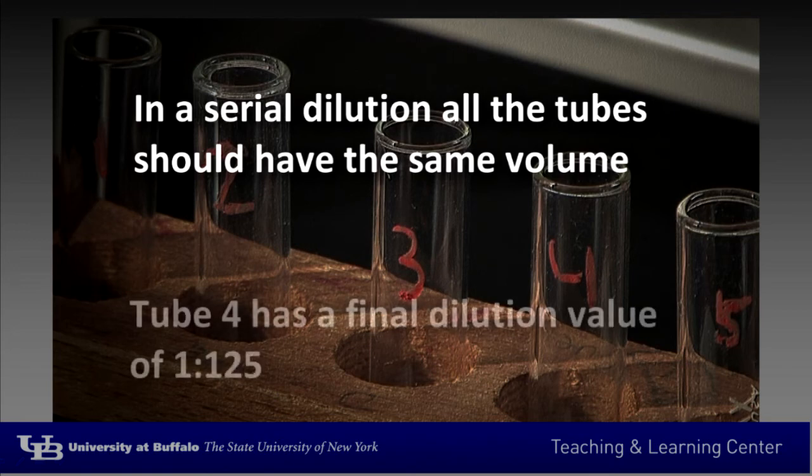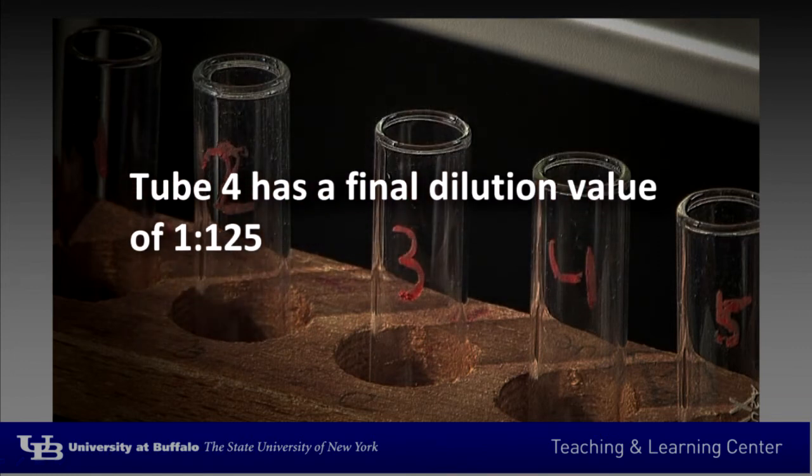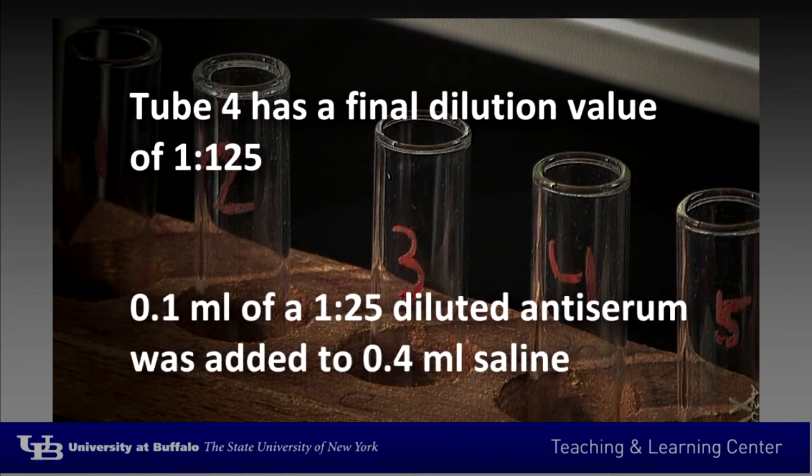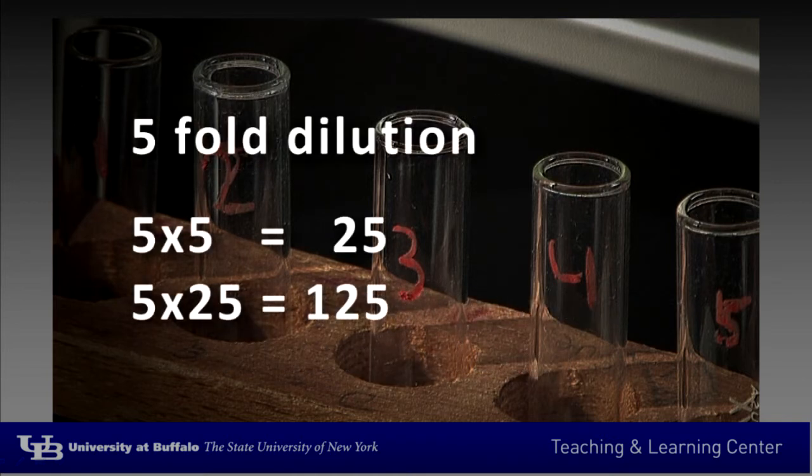Tube number 4 has a final dilution of 1 to 125, since 0.1 ml of a 1 to 25 diluted antiserum was added to 0.4 ml saline. In this dilution, 1 to 5, 1 to 25 is called a 5-fold dilution. 5 times 5 is 25. 5 times 25 equals 125. Tube number 4 is the last tube of the serial dilution.